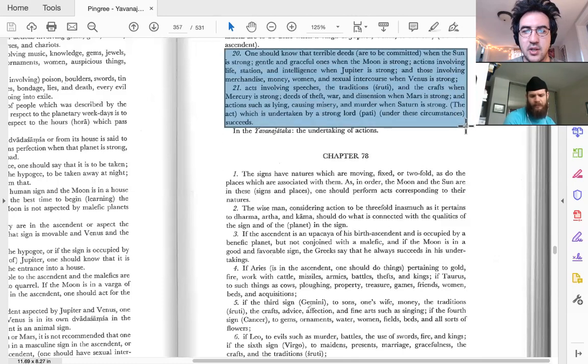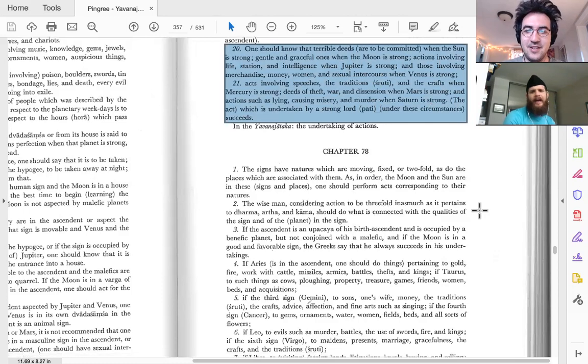Yeah, and you can actually get a whole summation in these last two shlokas, where he just summarizes the actions that are good for each planet, that each planet supports. And again, some of these are pretty horrible, like murder with Saturn. I mean, this is common knowledge.